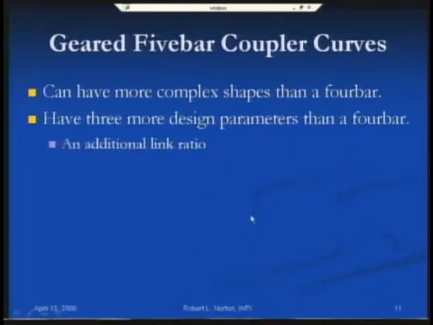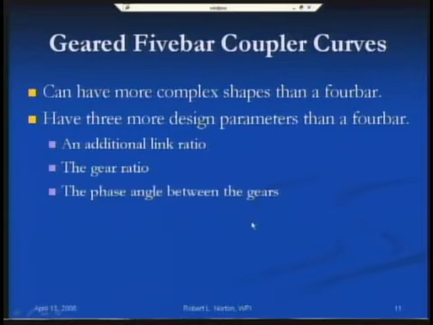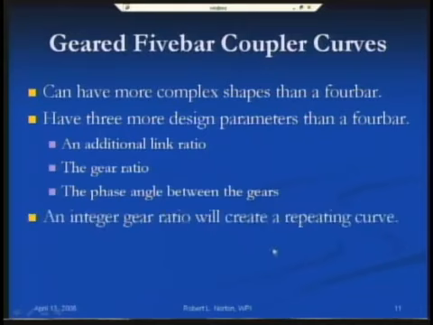We have the additional link ratio, because there is a 5th link. We have the gear ratio as a parameter that can be varied. We have the phase angle between the gears. In other words, I can pick the 2 gears out of engagement, rotate one of them, and drop them back into engagement, and I will get new coupler curves because I've changed the initial conditions, the initial position of one gear with respect to the other.